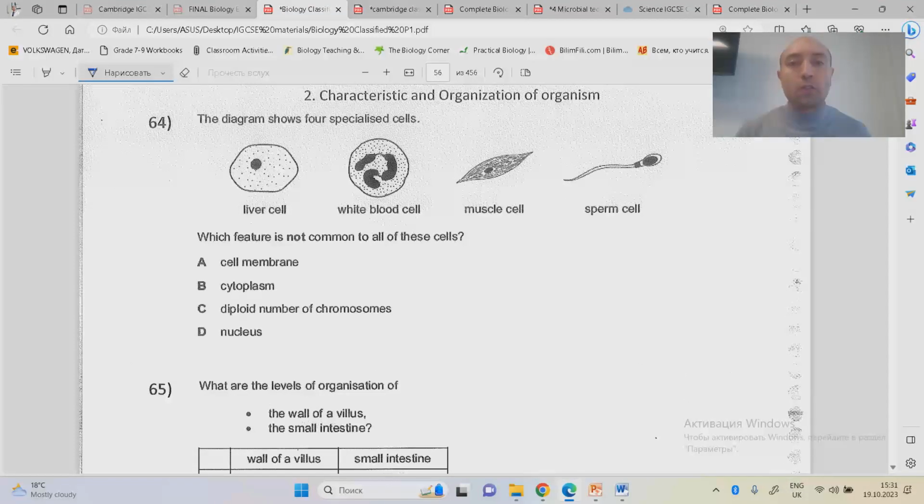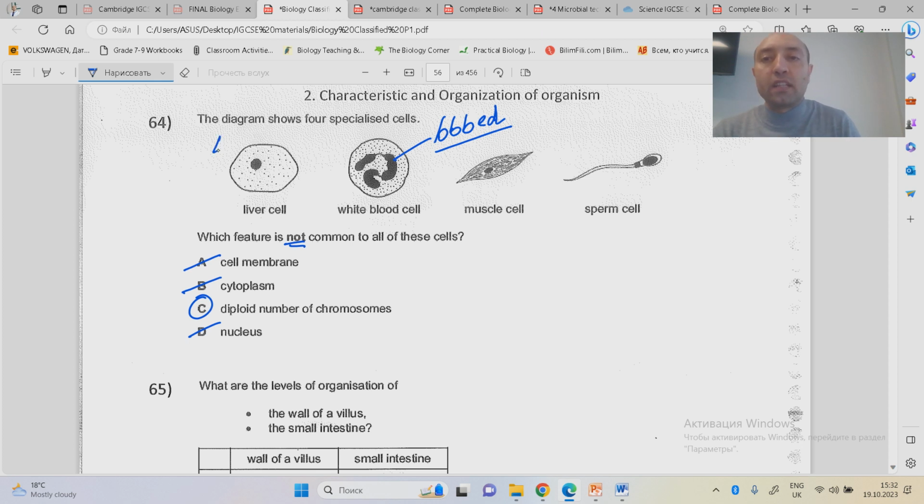So there are 4 types of cells and you can see their names. Which feature is not common to all of these cells? Cell membrane is common. In every cell we can find it. Cytoplasm is common. All of them have cytoplasm. Nucleus is also common. But you must know that in white blood cell, the nucleus is unusual. We are saying that they have a lobed nucleus. Answer in here is C.